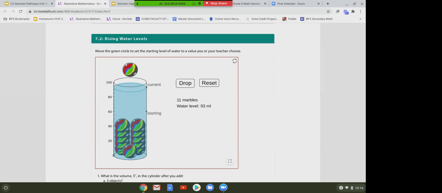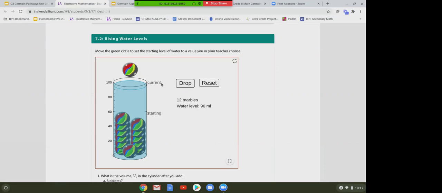When I add another marble, am I at the top of my cylinder yet? Am I at 100 milliliters yet? No, I'm not. So let's add another one. Let's see what happens. If I have 12 marbles, does it take me all the way to the top? No, it doesn't. Nice job, Olivia.